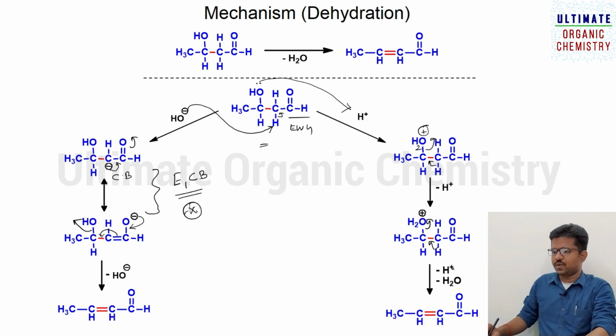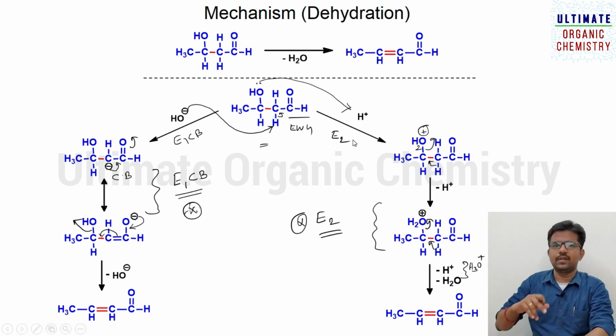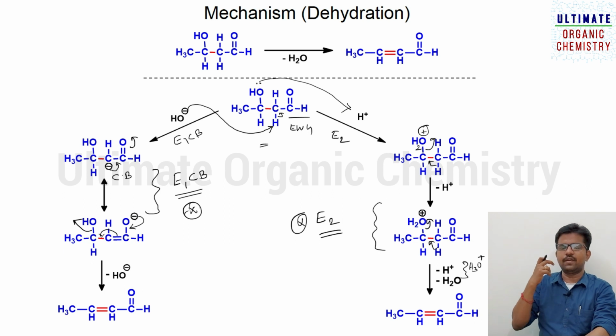So this H plus will be reacting with this water molecule. They will leave together as H3O plus. Please remember, this process is called the elimination process only. So this goes via E2 elimination process. During base, it undergoes E1CB pathway. During acid, it undergoes E2 pathway. Please remember. So this is about the reaction and its mechanism of aldol reaction and aldol condensation.